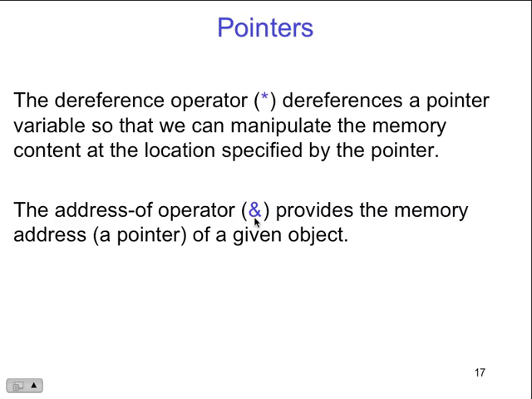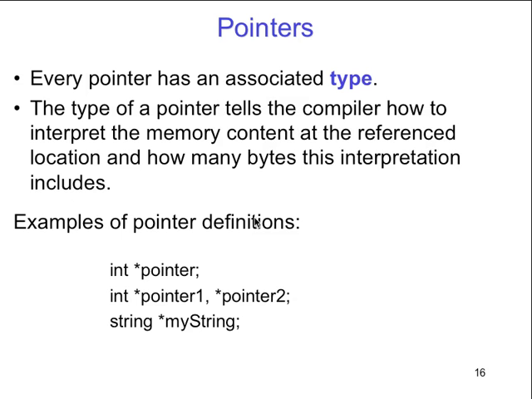The address of operator provides the memory address a pointer is actually given. So of any particular pointer, we can say, give me the address. If I said ampersand pointer, I'm going to get the memory address of that particular pointer and not what's at that pointer.